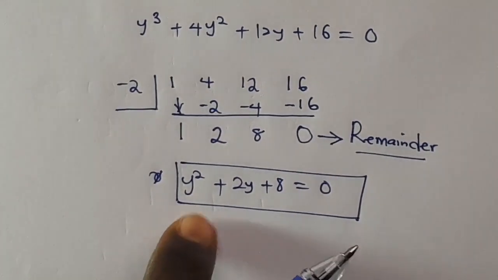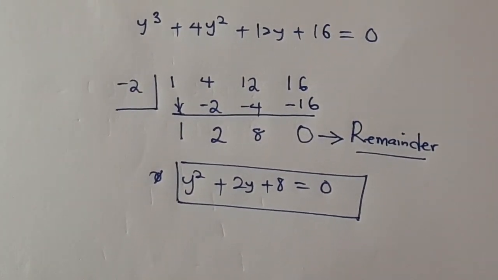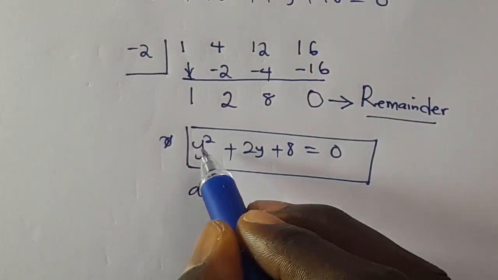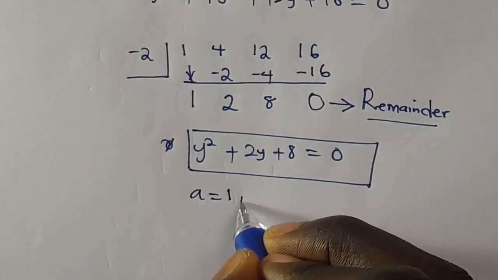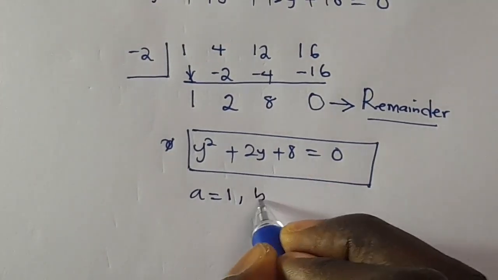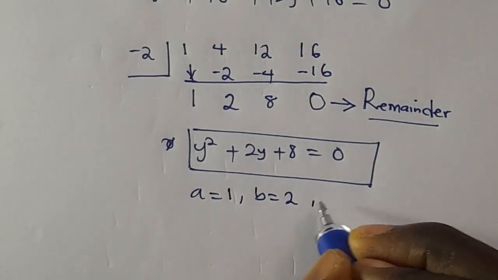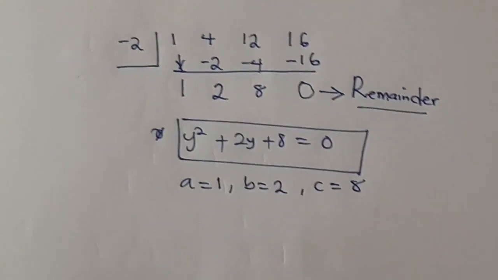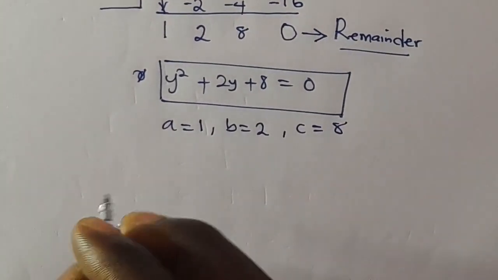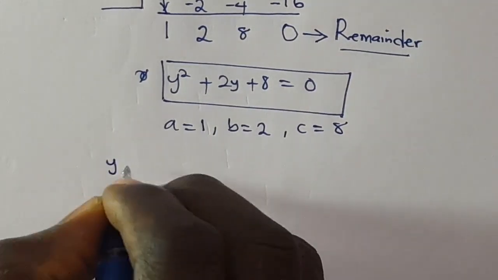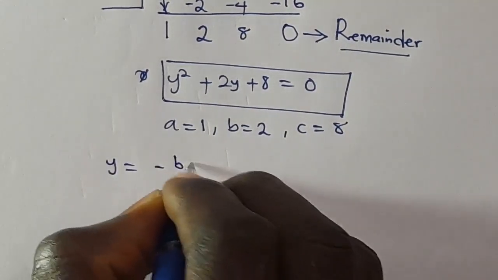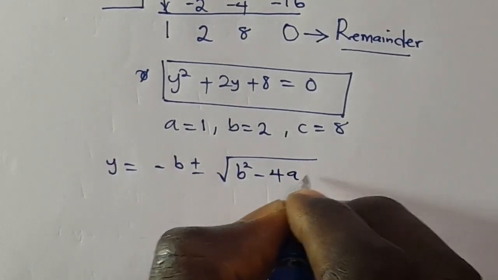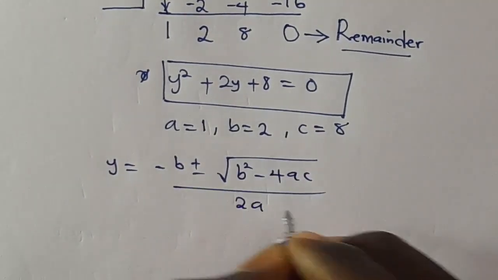And we can solve this using quadratic method by saying we have our a to be the coefficient of y squared to be equals 1. Then our b will be equals 2. Then our constant value will be equals 8. Now, if that should be the case, we can now recall from y to be equals minus b, positive or negative, square root of b squared minus 4ac, then all divided by 2a.